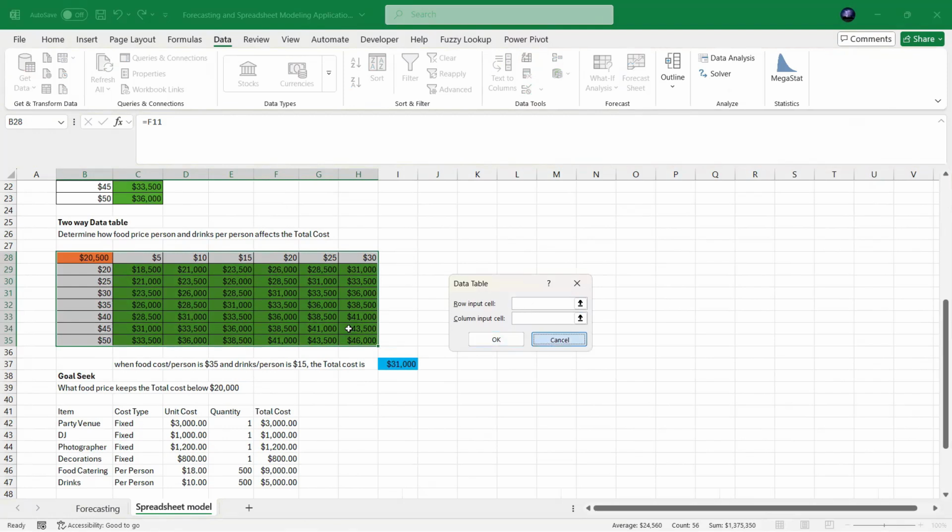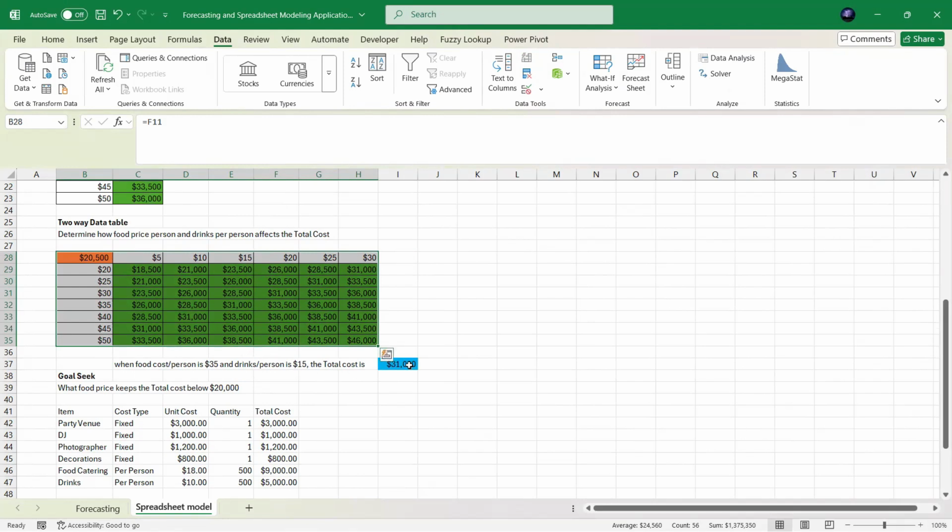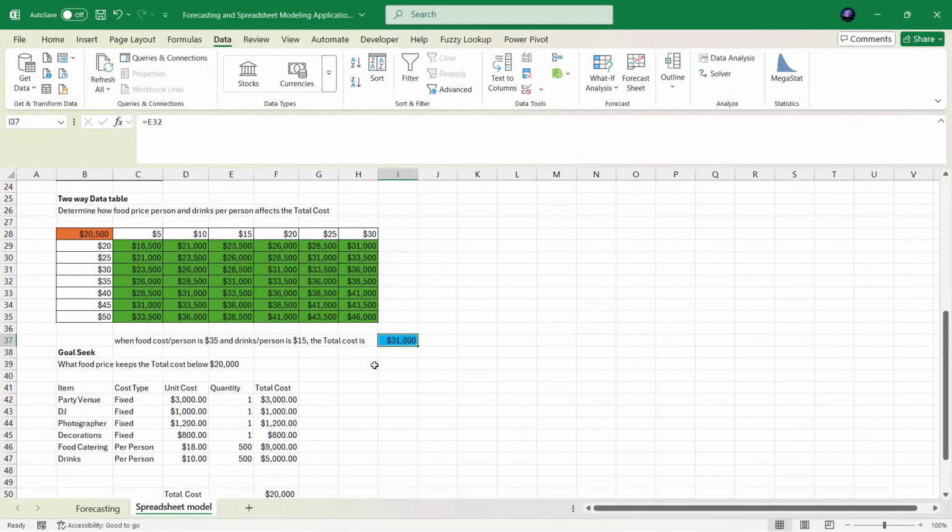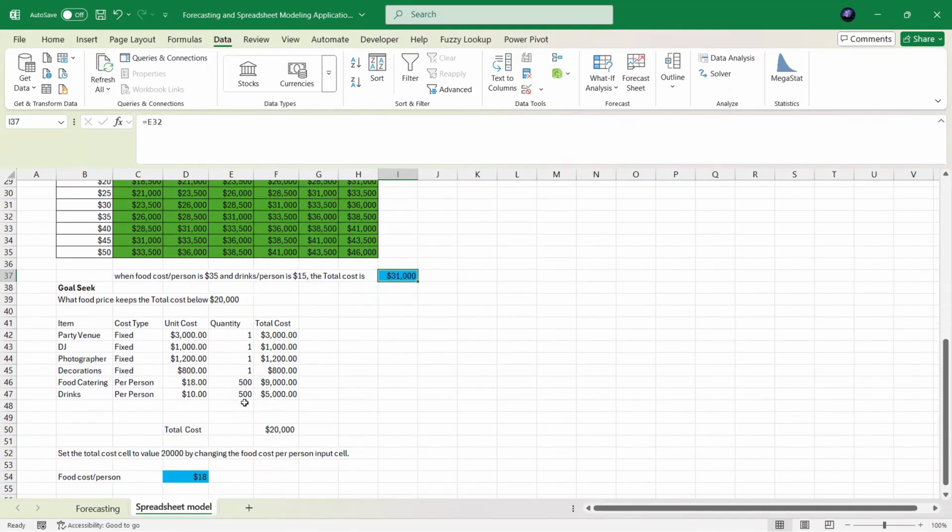The two-way data table analyzes both food and drink cost per person. At $35 for food and $15 for drinks, the total cost is $31,000. So this reveals optimal combinations to manage expense effectively.